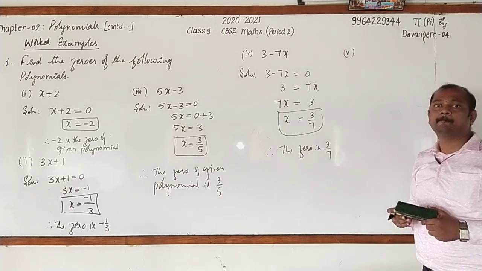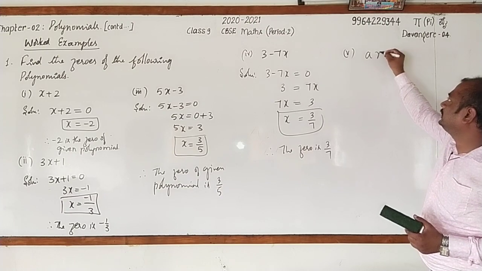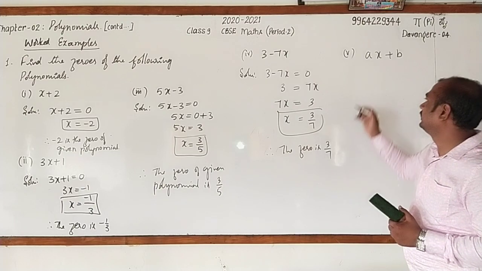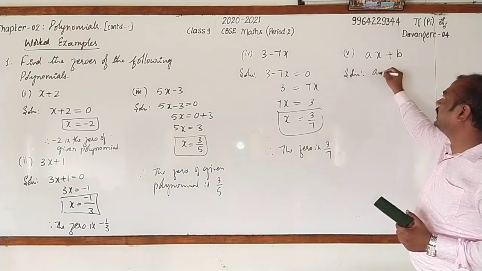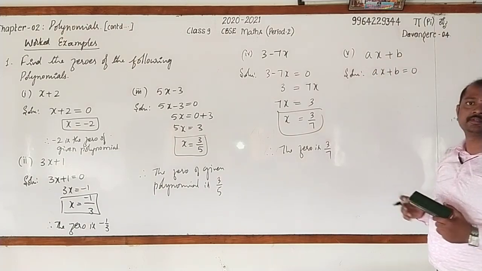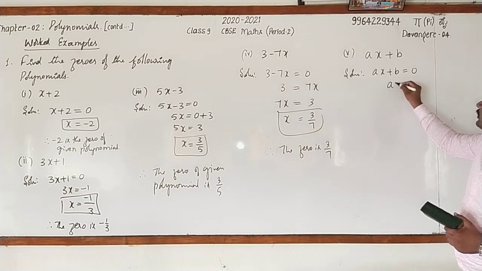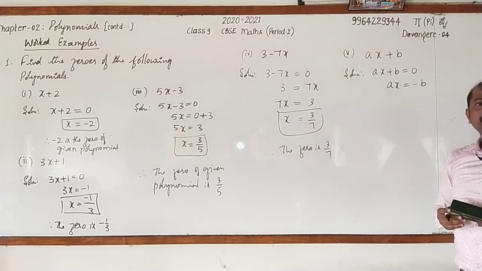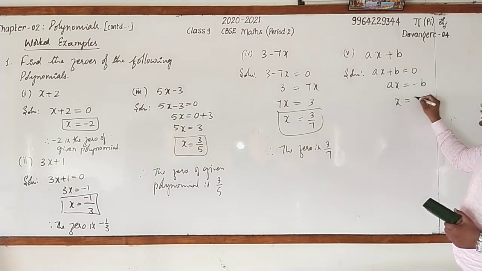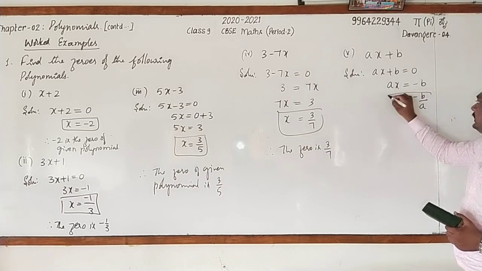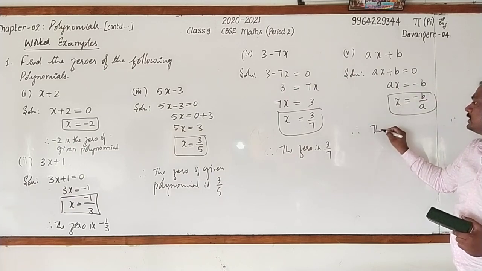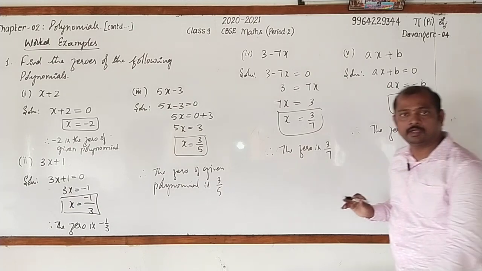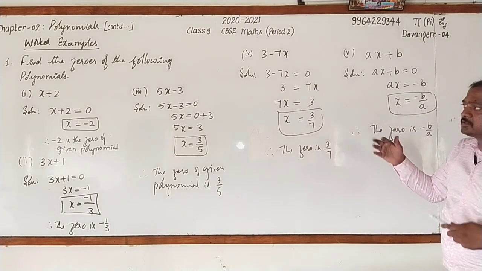Fifth one. Suppose ax plus b is given. How do you find out the 0? Same method. ax plus b should be equated to 0. Then solve ax. Then transfer b to the right hand side: minus b. Then solve x. x equal to minus b by a. Therefore, the 0 is minus b by a. Understood? Yeah, still some more are there.